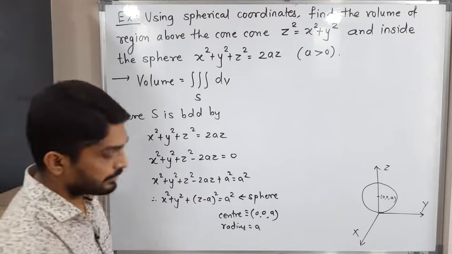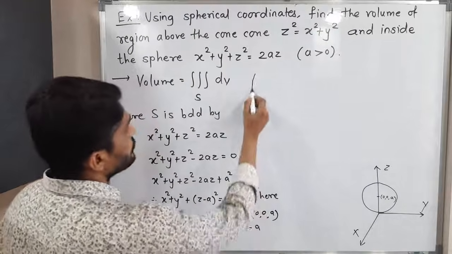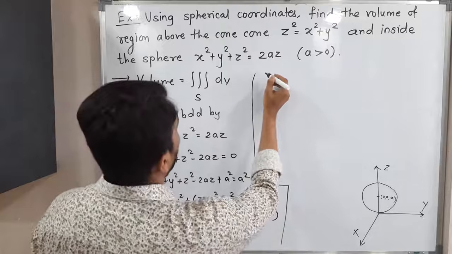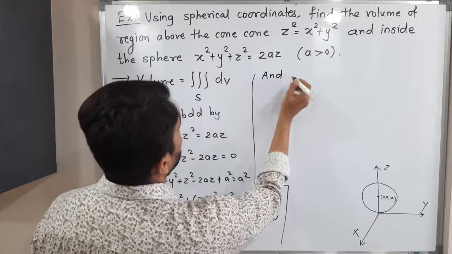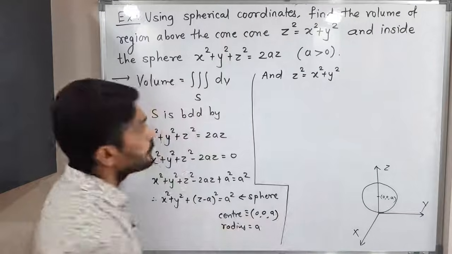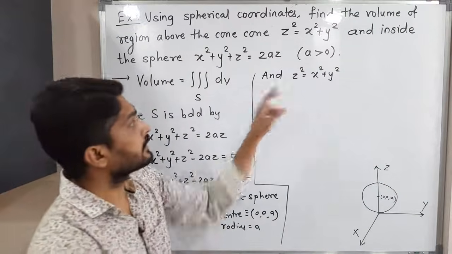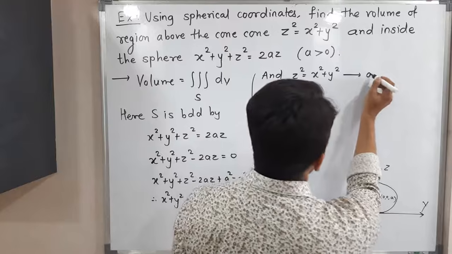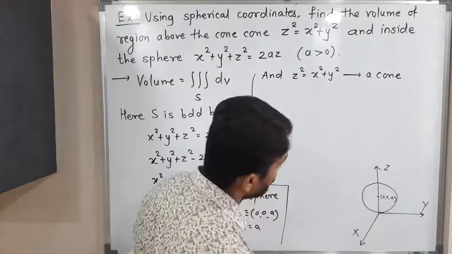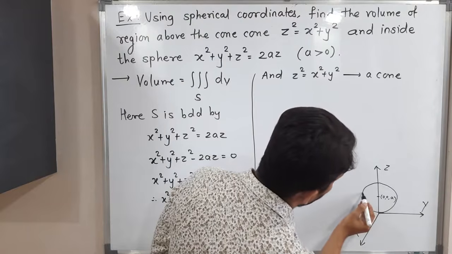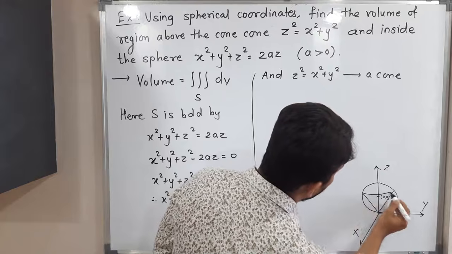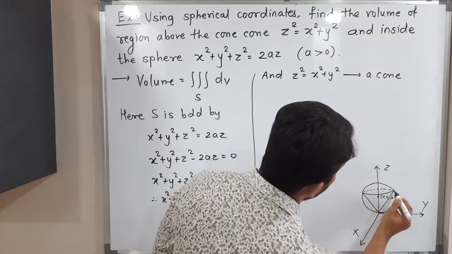Let us go further. After that, what have they mentioned? We have one more equation, and z square is equal to x square plus y square. So this is the equation of a cone about the z axis. Let us draw a cone. I am drawing a rough sketch of the cone, so the cone will be like this.